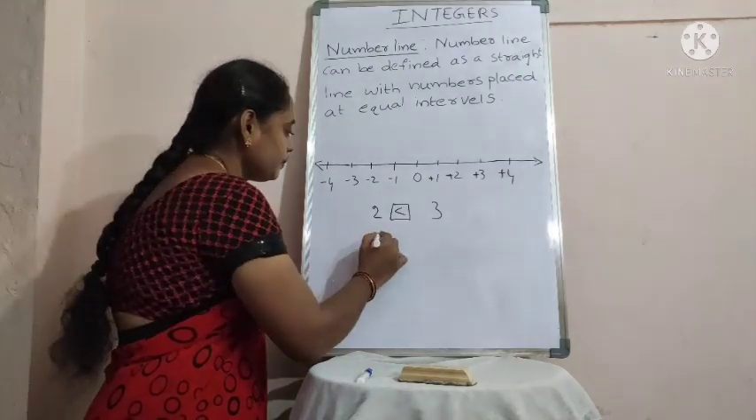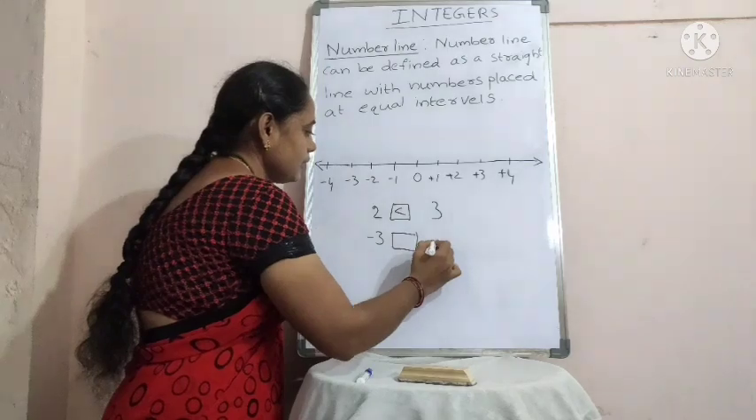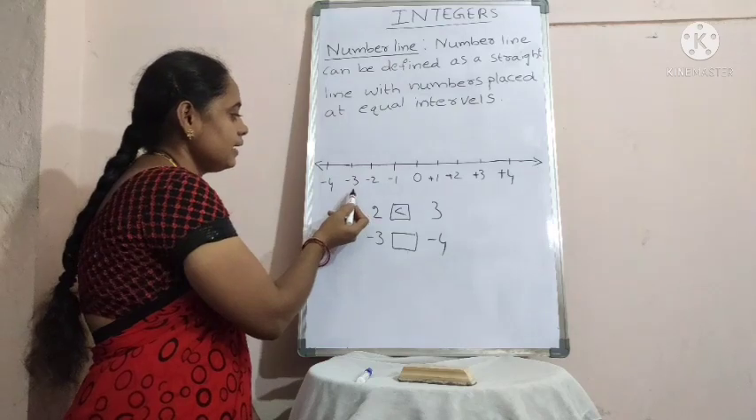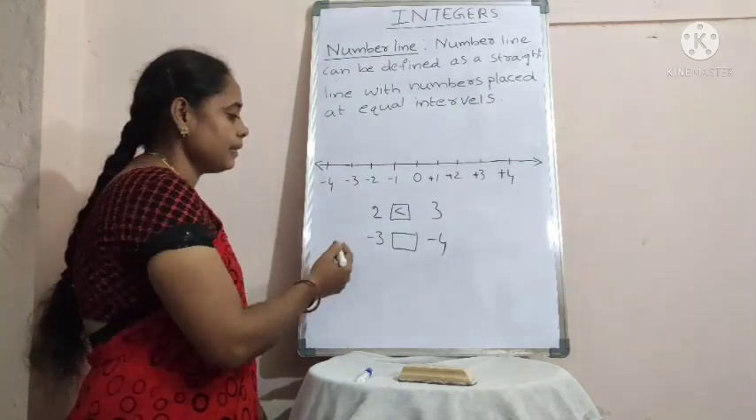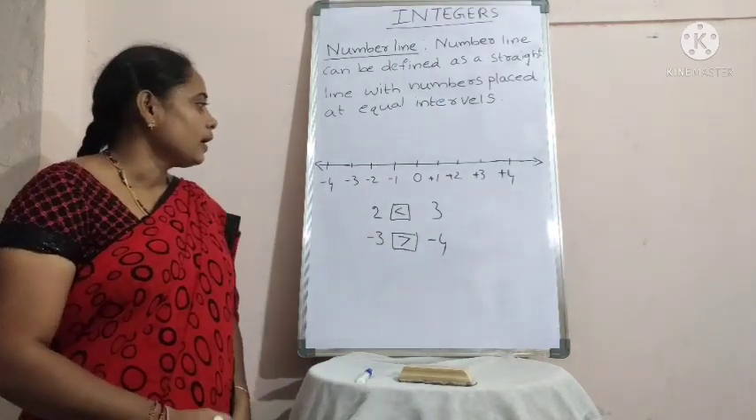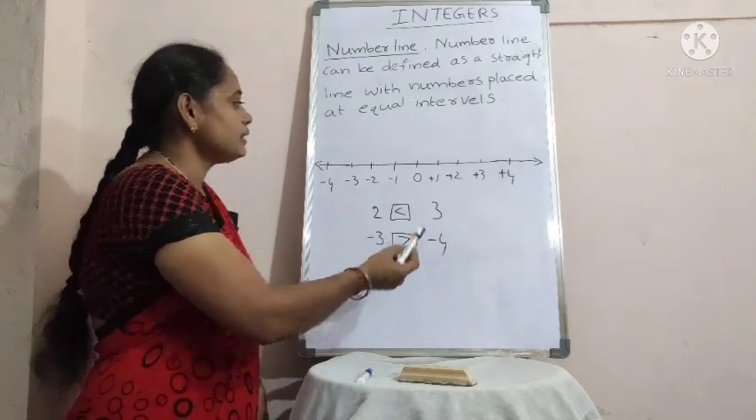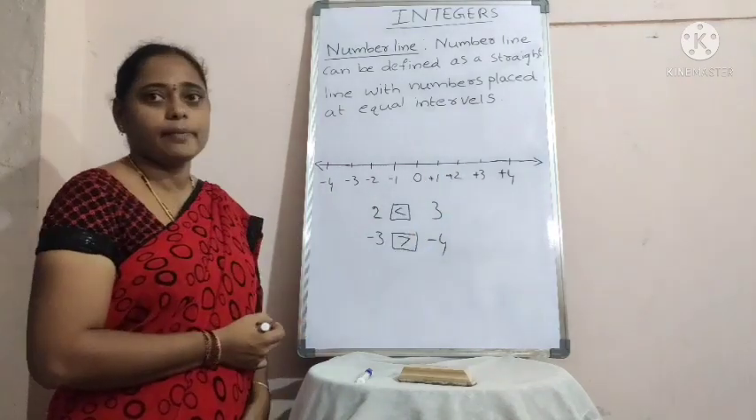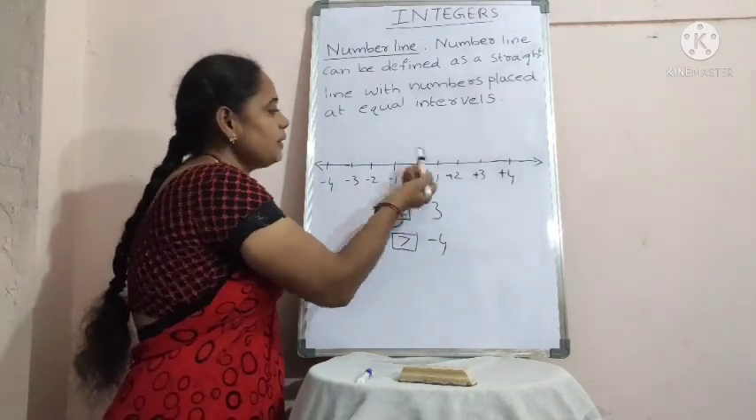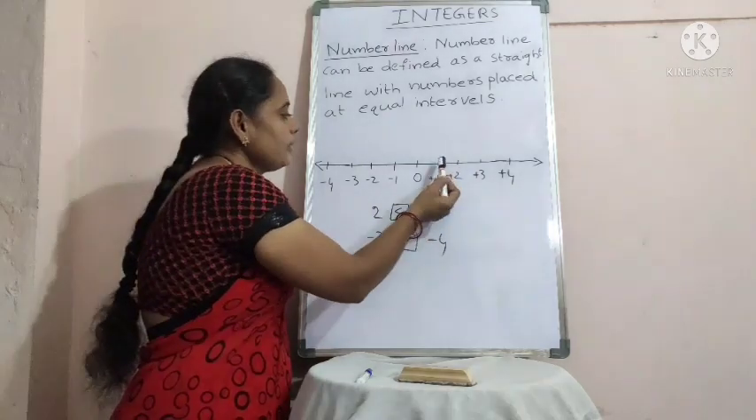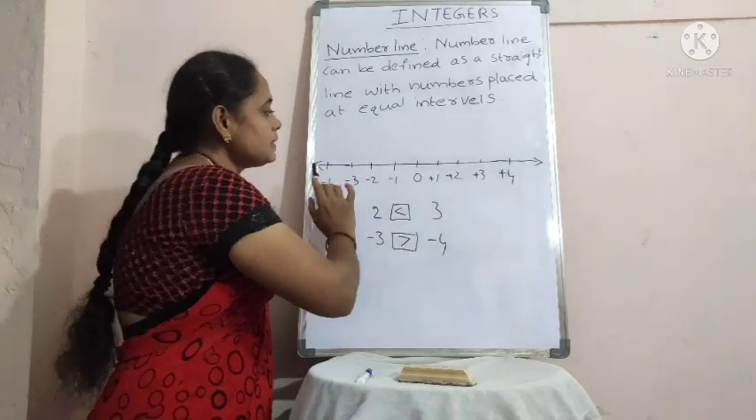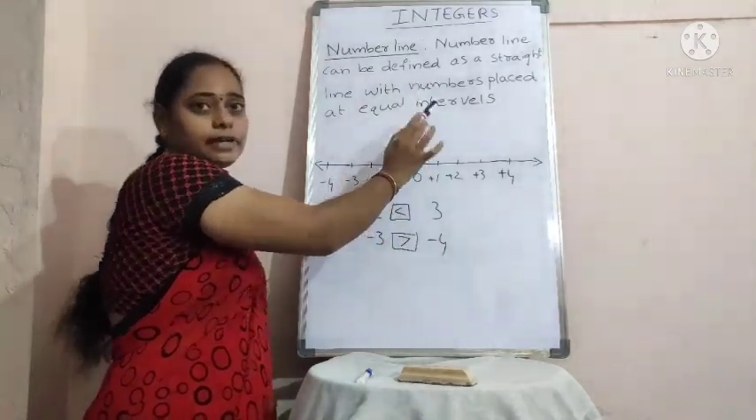Consider another example. -3, -4. Here -3 is right of -4. So -3 is greater than -4. Remember children, the distance between any two numbers is same. That is, the distance between 0 and +1 is equal to the distance between 1 and 2, equal to the distance between -2 and -3. So the numbers are placed at equal intervals.